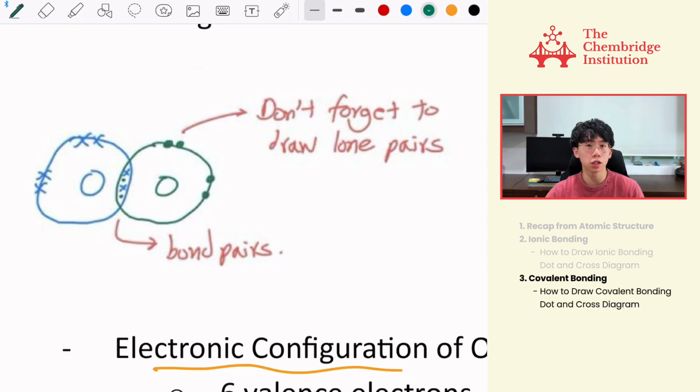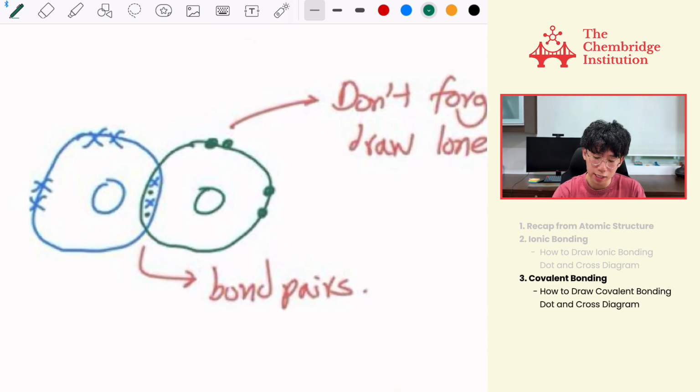When we draw a dot and cross for our covalent bonding, generally we only need to show the valence electron shells. And don't forget to overlap the 2 electron shells, which is the 2 rings on top of each other. And with that, the electrons that are in between the 2 electron shells are the bond pairs. These are the covalent bonds where the electrons are being shared between the 2 atoms. As you can see, each atom contributes 2 electrons, so there's a total of 4 electrons, 2 crosses and 2 dots, between the 2 atoms.